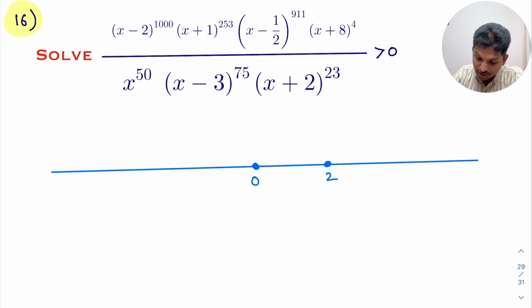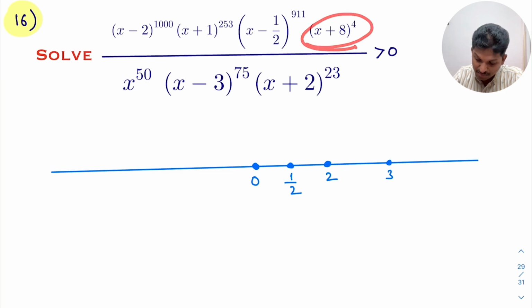Okay, I'll get x equal to 2. Next, I'll equate this to 0. I'll get x equal to 3. Next, I'll equate this to 0. I'll get x equal to 1 by 2. Somewhere here you will get 1 by 2. Okay. Next, I'll equate this to 0.